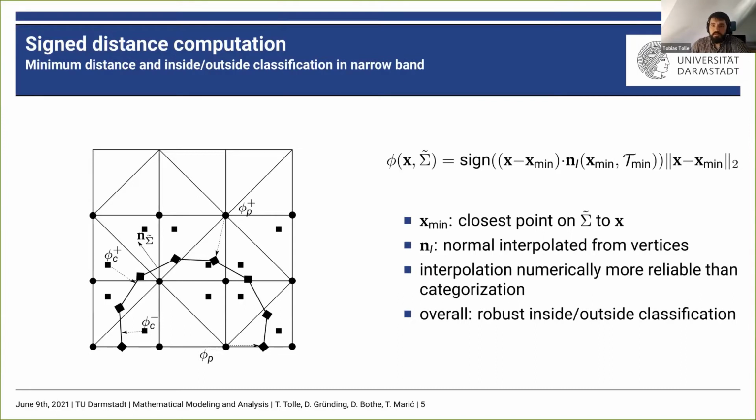So I will skip the octree part. This is reused from OpenFOAM's indexed octree class. But let's come to the signed distance computation. For some mesh point X, for example this one here, the octree provides us the closest point on the surface mesh.